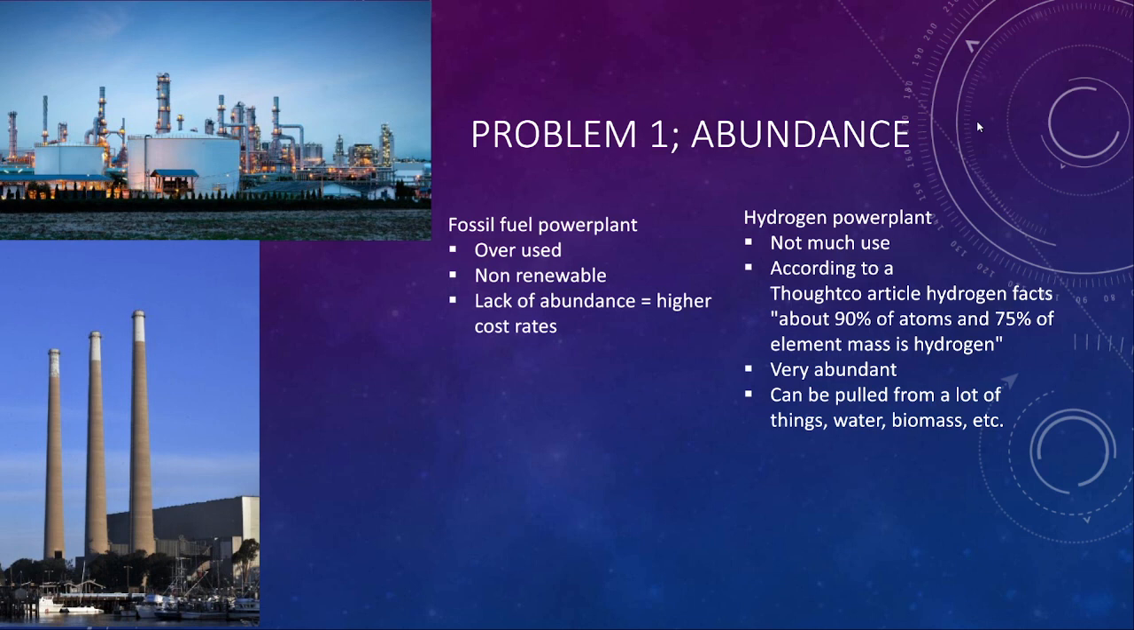According to a ThoughtCo article, Hydrogen Facts, about 90% of atoms and 75% of element mass is hydrogen. Which ties into my next bullet point: it is a very abundant resource and can be a very abundant source of energy. It can be pulled from a lot of things like water, biomass, and if I remember correctly, it can also be pulled from nuclear waste. So it's basically everywhere. It's a very abundant resource.